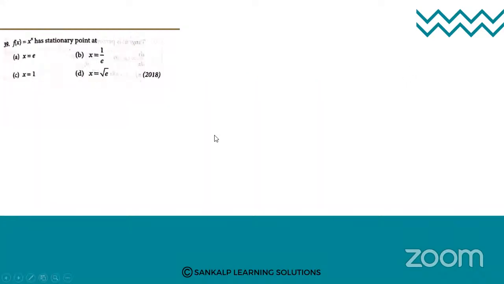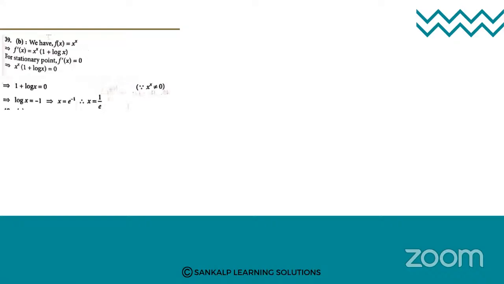So pay attention. Similar on approximation and error. So this is a stationary point. F of x is equal to x raised to x has a stationary point. So here also we need to find the derivative and equate it to 0. So take the first derivative. f dash of x, take the derivative, equate it to 0, and when we do that, we get x is equal to 1 by e. So 1 by e will be the stationary point, that is option B.